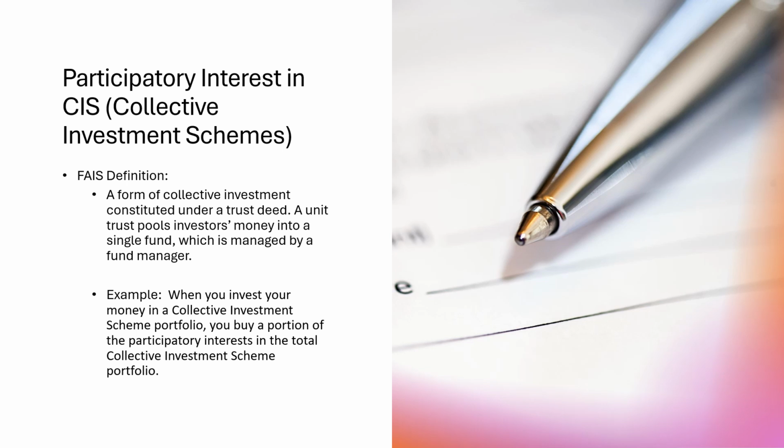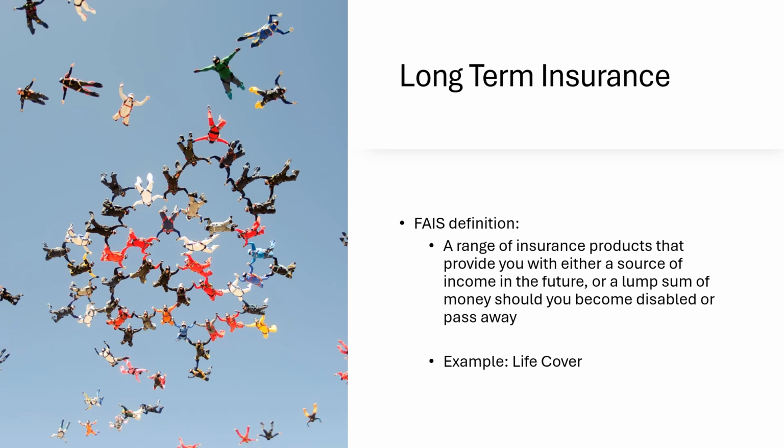Participatory interest in collective investment schemes. Also an interesting one, and it sounds more complicated than it has to. The definition is also more complicated than it has to be. It says this is a form of collective investment constituted under a trust deed. A unit trust pools investors' money into a single fund, which is managed by a fund manager. The example here says when you invest your money in a collective investment scheme portfolio, you buy a portion of the participatory interest in the total collective investment scheme portfolio. In my mind, I see this as basically buying timeshare in your investment portfolio. So all of the money gets pooled together into one fund, and everyone has a certain part of that fund or a certain interest in it.